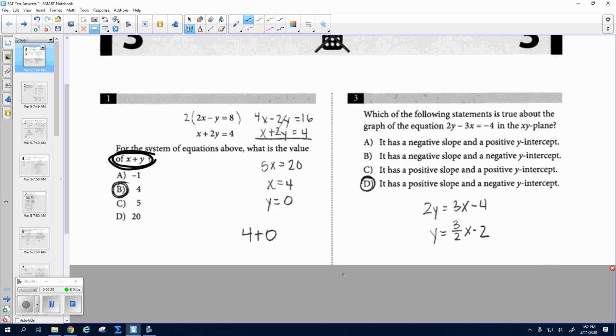A lot of times they'll put your first answer, like you got X is 4, and you were supposed to add like 2 to it or something, and they'll have both answers. So be sure you reread before you answer the question, and then you fully do it, okay?